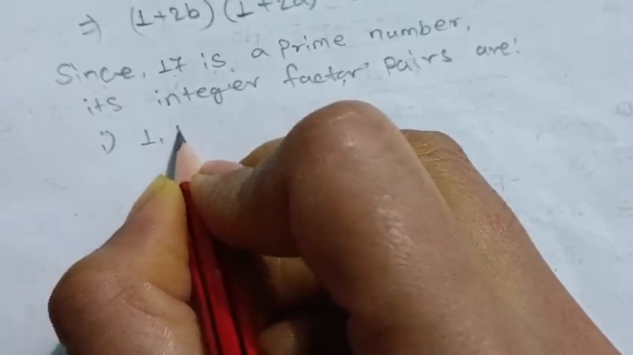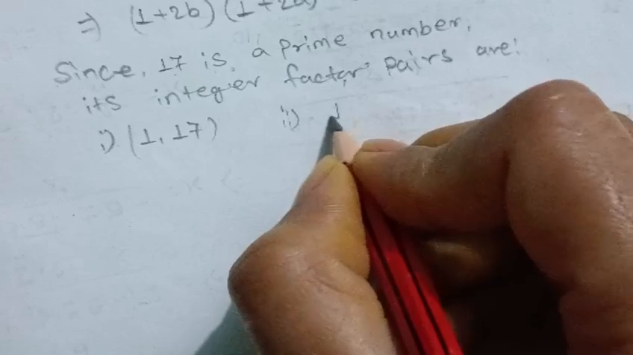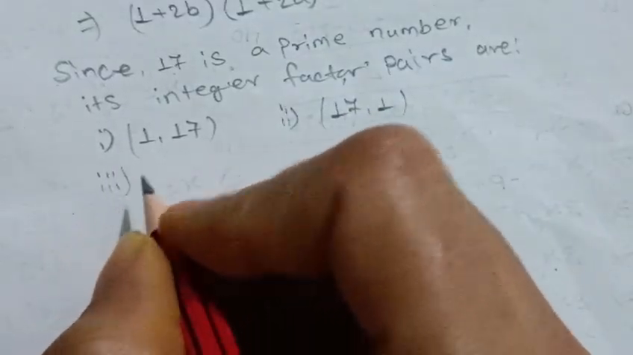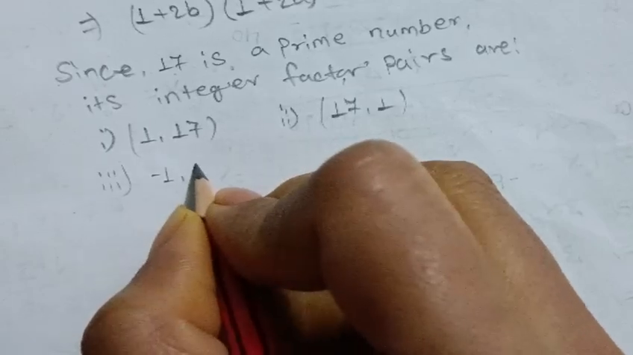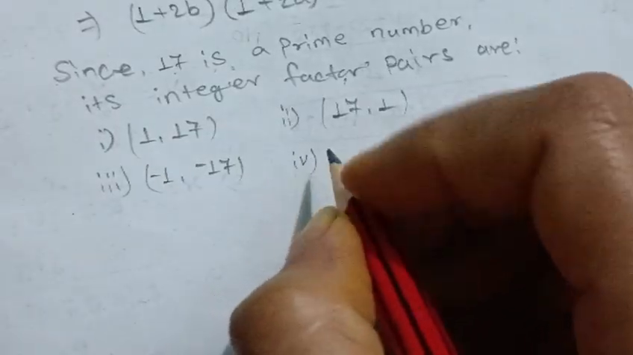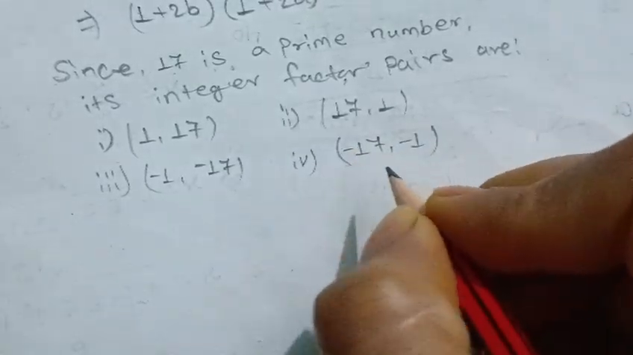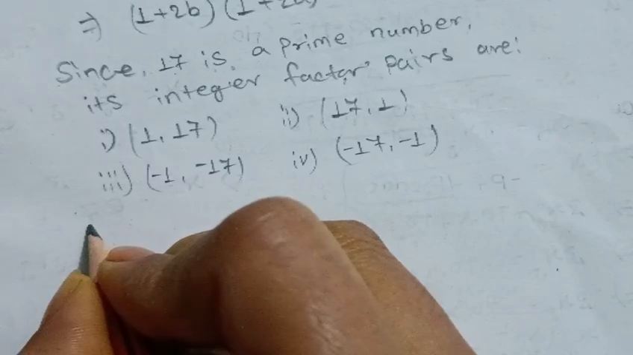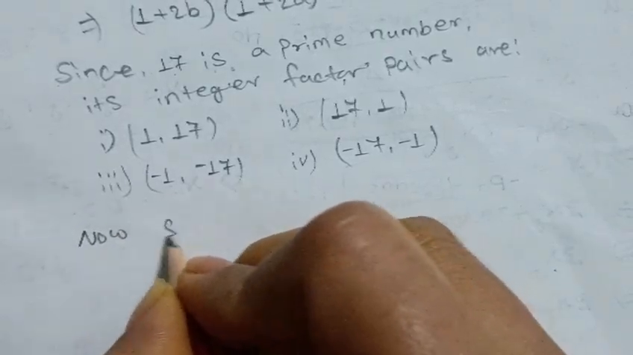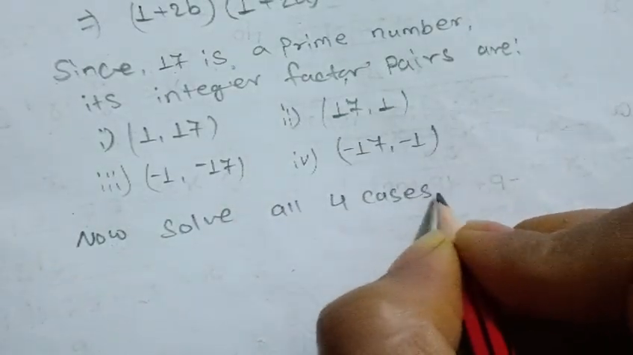first 1 and 17, second 17 and 1, third minus 1 and minus 17, fourth minus 17 and minus 1. Now solve all 4 cases.